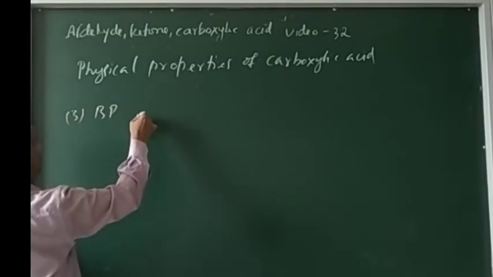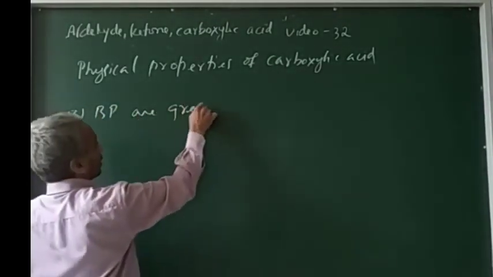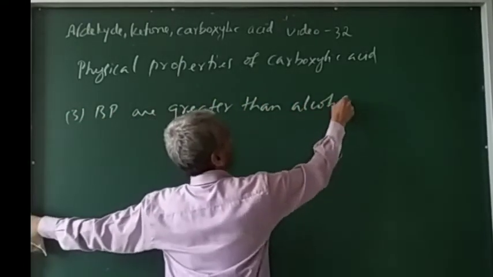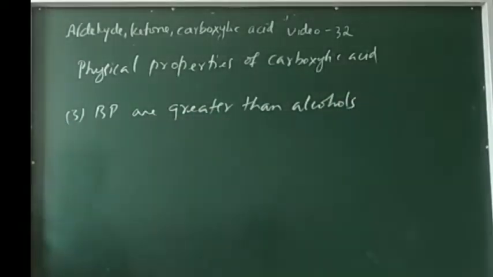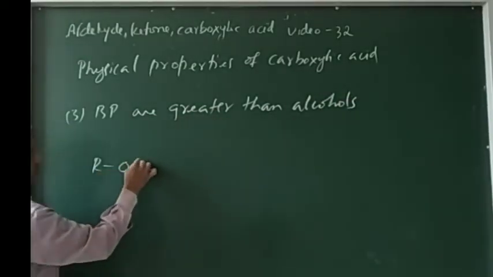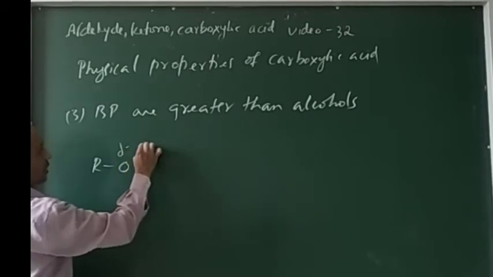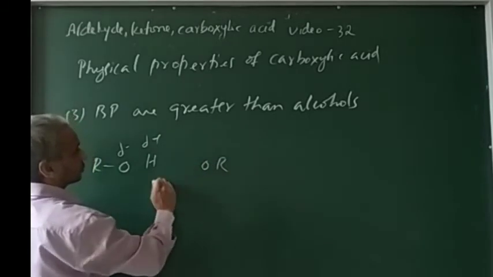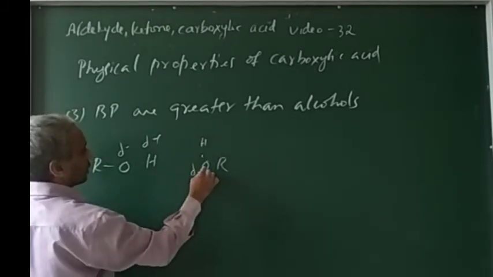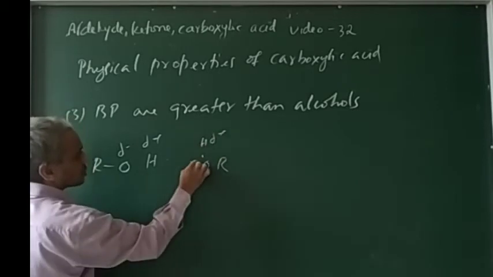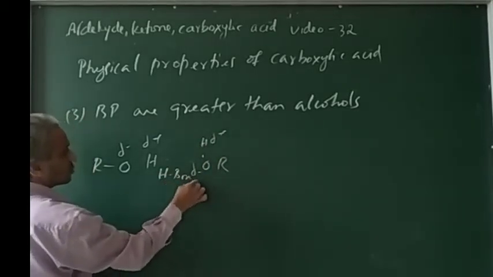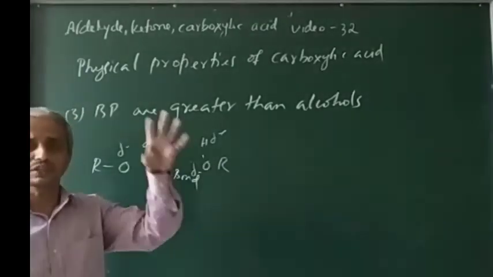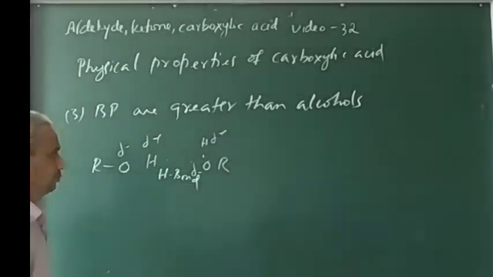Boiling points are greater than alcohol also. Why? ROH, delta minus delta plus, ROH, delta minus delta plus. So hydrogen bond. Alcohol contains hydrogen bond, so its boiling point is greater than the corresponding alkane.